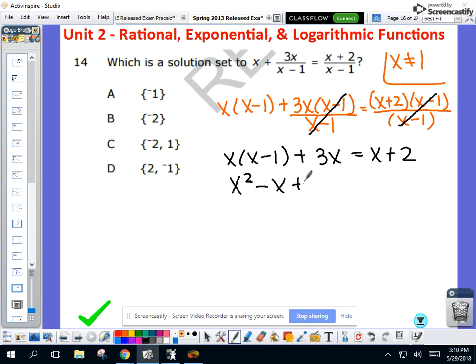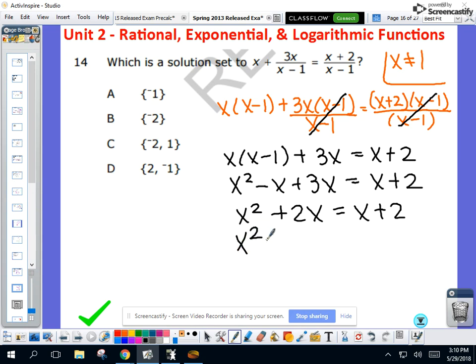x squared minus x plus 3x is equal to x plus 2. When I combine on the left, I get a positive 2x. And since I've got a squared term and a linear term, I'm going to have to move everything over to one side of the equation. x squared plus x minus 2 equals 0.